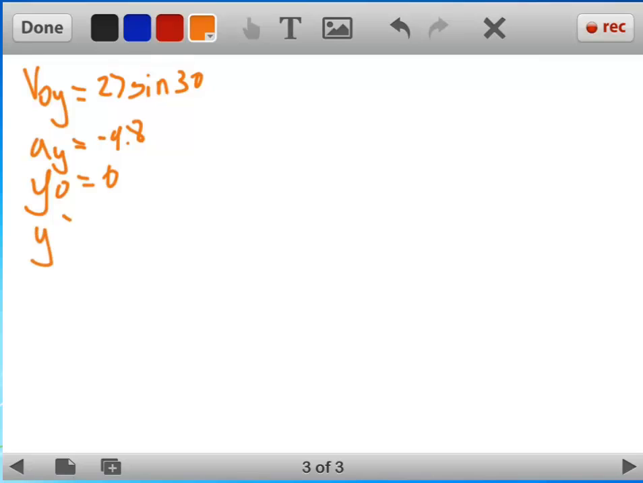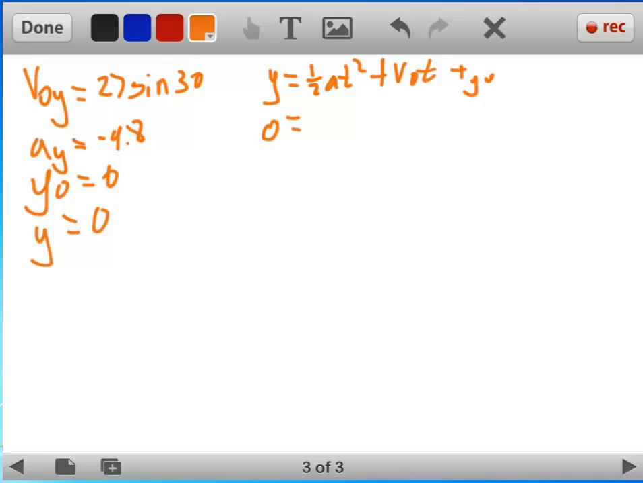So we had our initial velocity, v naught in the y direction, was just 27 sine 30. The acceleration in the y direction is negative 9.8, right? It's pulling down. Initial position, it starts on the ground. Final position, it ends on the ground. Okay? And from that, I can get time. I'm going to use the second kinematic equation, which is y equals 1/2 at squared plus v naught t plus y naught. Okay? And I know enough information to solve here, right?